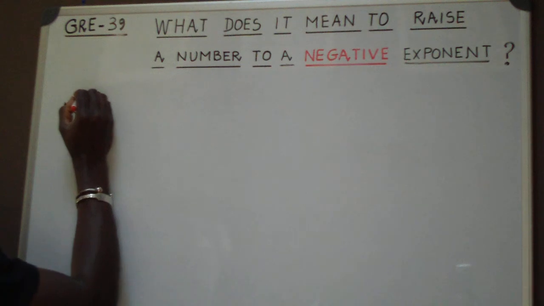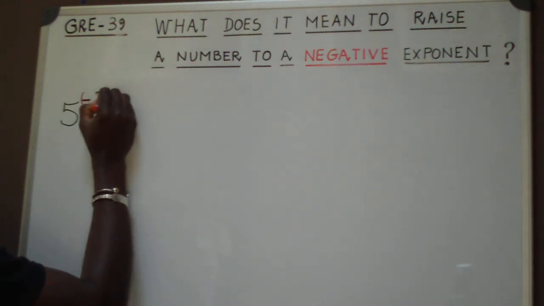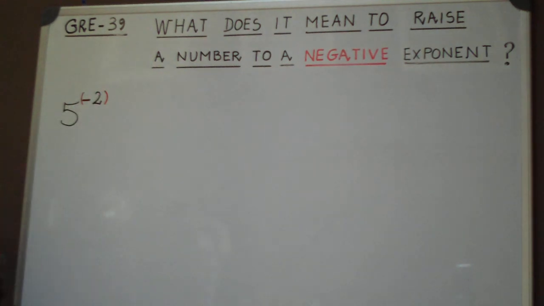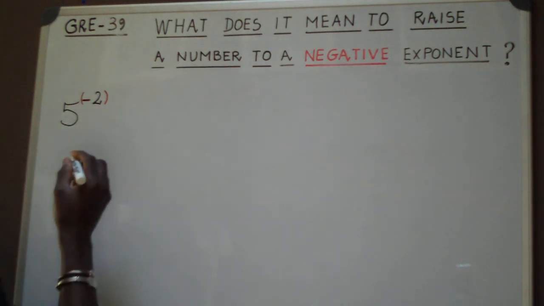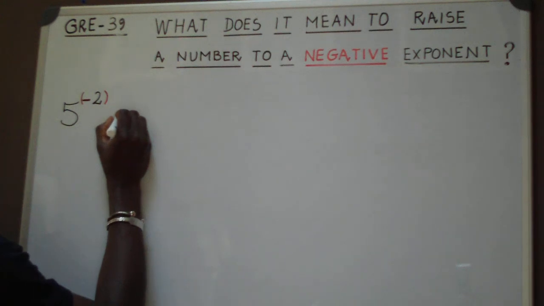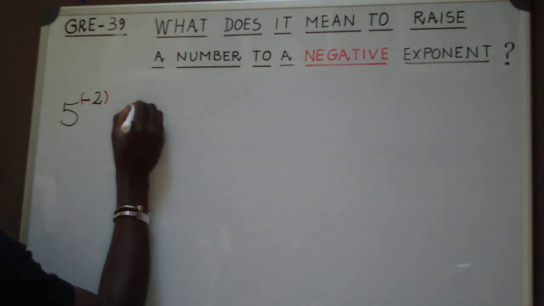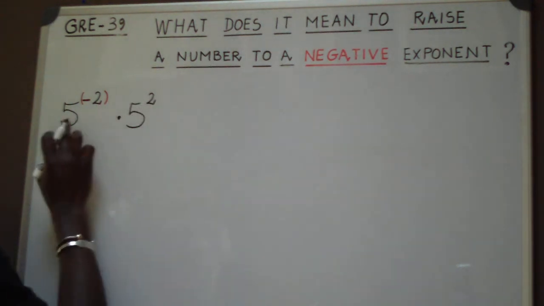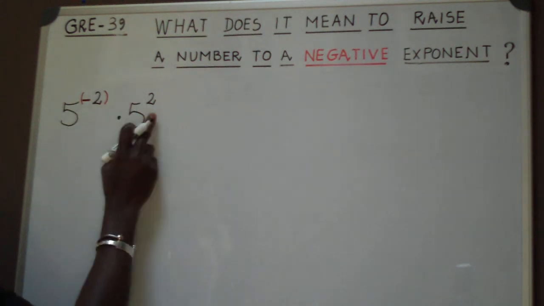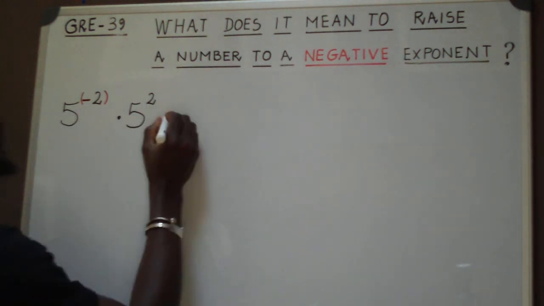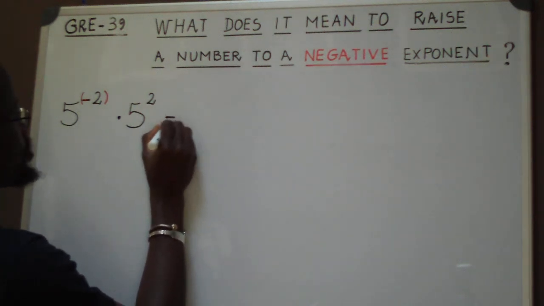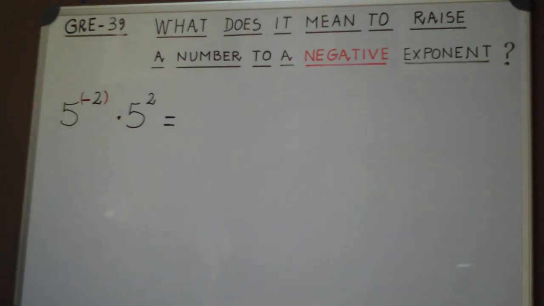So here, this is the example that I have taken, okay? 5 raised to the exponent negative 2. So I would like to find out what that is. In order to find the meaning of this expression, I want to multiply this expression by another expression, okay? That expression would be 5 raised to the exponent 2. So this is 5 raised to the exponent negative 2, but here I have 5 raised to the exponent 2. Now I would like to calculate that, and at the end, this calculation will provide the meaning for the expression that I have here.